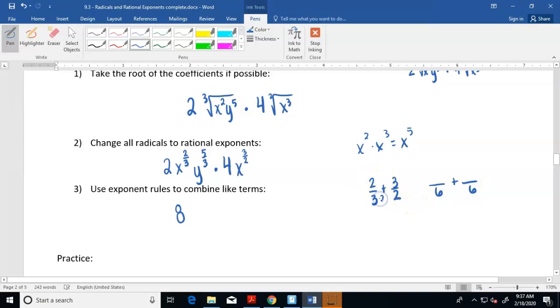So I have to multiply this by 2 on top and bottom, so I'd get 4. And I have to multiply this one by 3 on top and bottom, so I'd get 9. And that would give me 13 over 6. So I would have x to the 13 over 6 and y to the 5 over 3.